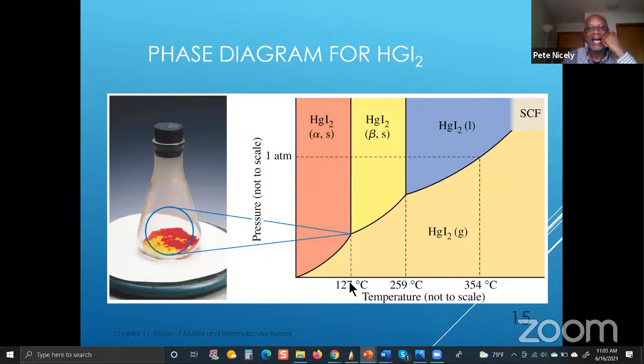So for example, at 127 degrees, you will have the coexistence of the alpha, beta solid forms, as well as the gaseous forms of mercury 2 iodide. At 259 degrees, you're going to have the equilibrium between the beta form and the liquid form. And along this line right here, you have the equilibrium between the liquid and the gas. This line here would be indicating the equilibrium between the beta form and the gas. And this line here will indicate the equilibrium between the alpha form and the gas. So that basically shows you the phase diagram for this particular compound.